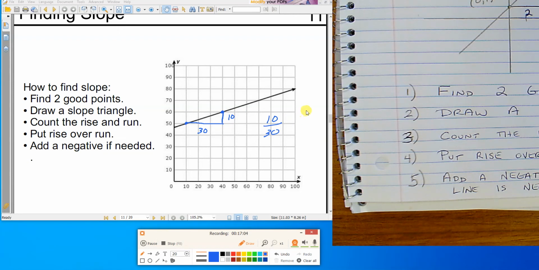In this case, it can simplify to 1/3. I think about the line. This line is positive, so my answer is 1/3. I haven't seen a negative line yet.